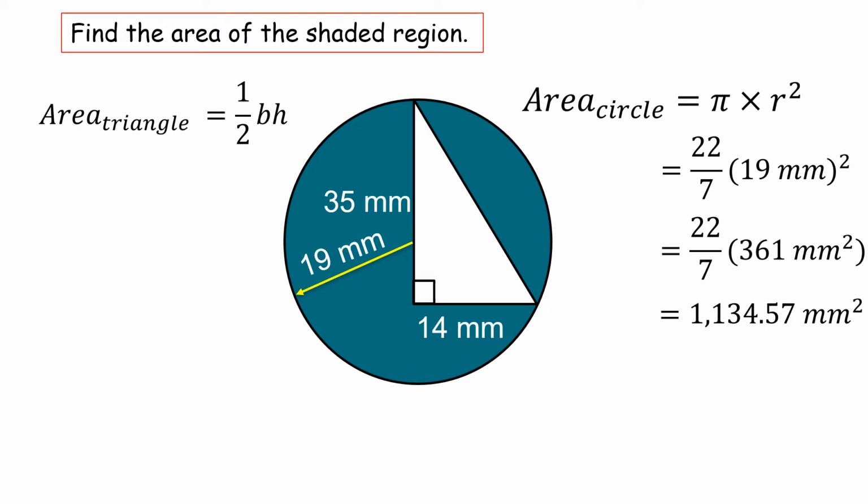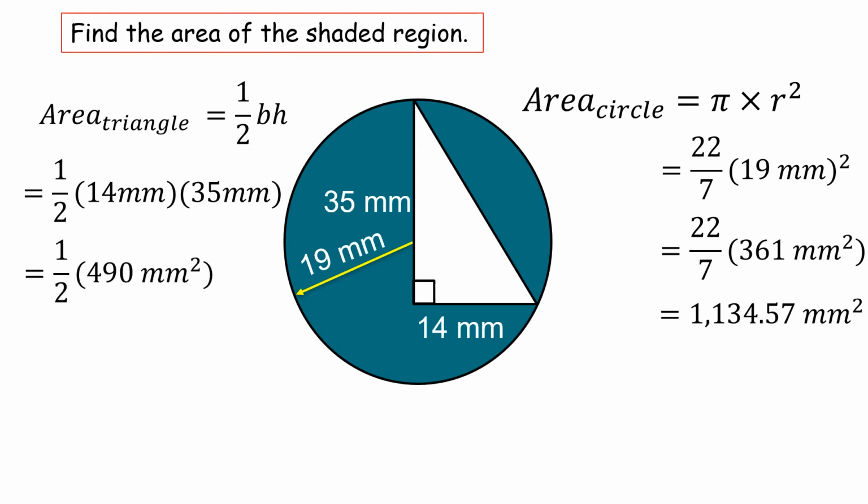And then the second step, we are going to determine the area of the triangle, which is equal to 1 half base times height. So the base is 14 and the height is 35. 14 times 35 is equal to 490. And then getting the half of it, or multiplying it by 1 half, is equal to 245 square millimeters.